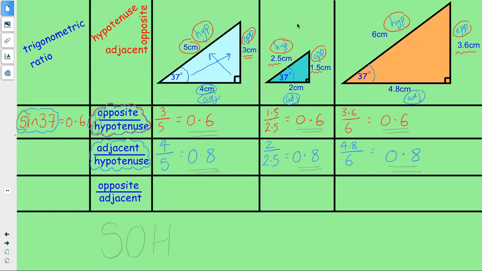So I can state something else. I can state for every single right angle triangle with an angle of 37, like I have with my 3 examples, every time I do adjacent divided by hypotenuse, you will always get an answer of 0.8. Now again, we like to label things. 0.8 can also be called the cosine of 37, or cos 37.